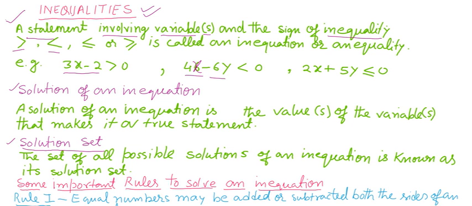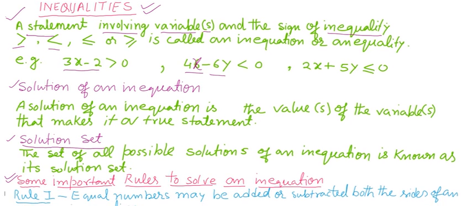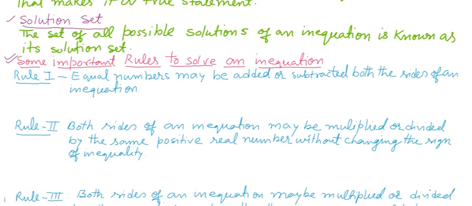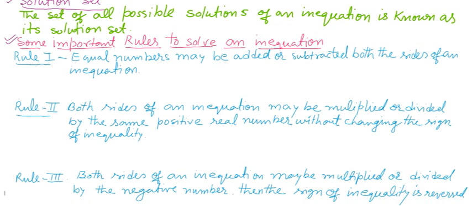Okay. Now we will see how to solve an inequation. To solve any inequation, there are a few rules. Rule number one: equal numbers may be added or subtracted on both sides of an inequation.